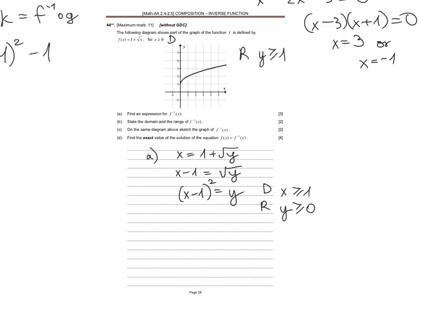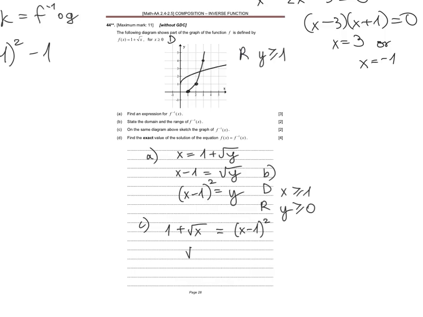And then c, on the same diagram, sketch that. So we have 0, 1, 1, 0, 1, 2, 2, 1. What's another point? 4, 3, 3, 4, and that should be good. And you can see x greater than or equal to 1 and y greater than or equal to 0 is the domain and range. And then find the exact value of the solution. Okay, so no calculator. So we have 1 plus root x equals x minus 1 squared.